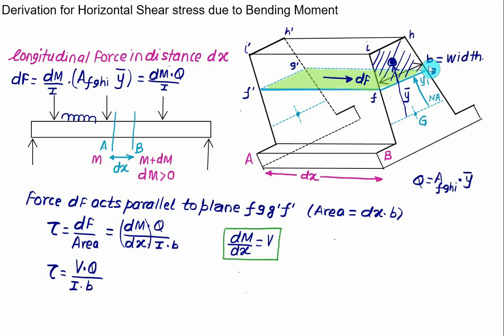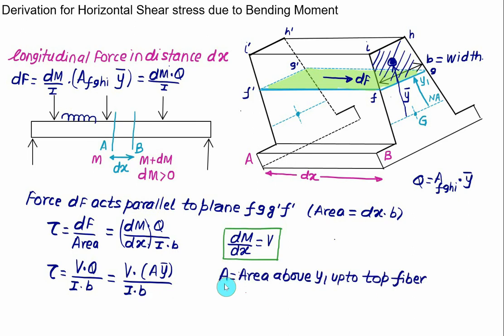So b is the width at the given section, and q we can replace as the area multiplied by y bar. So in general this formula is shear force V multiplied by area multiplied by y bar divided by I divided by the width at that section. In this case, the area is FGHI, which is nothing but the hatch area, which is the area above the Y1 up to the top fiber.